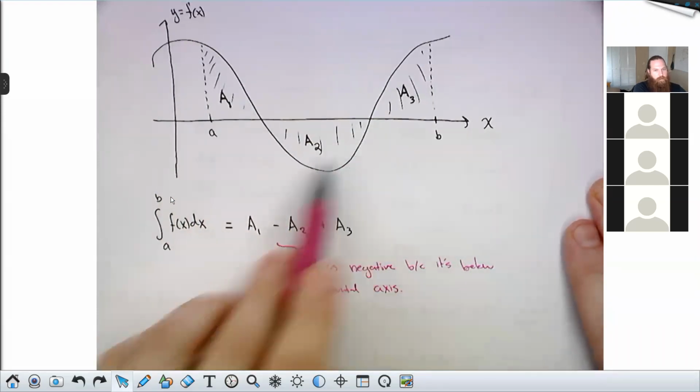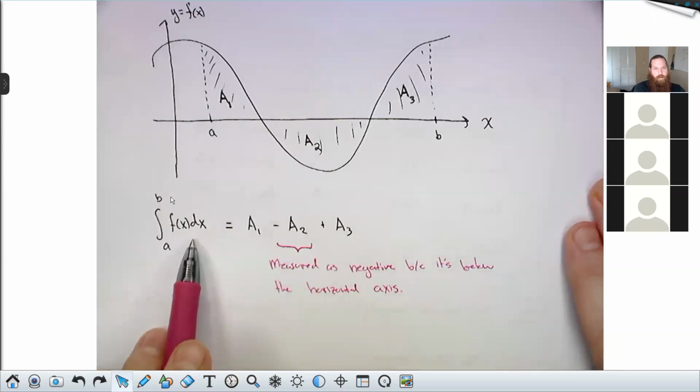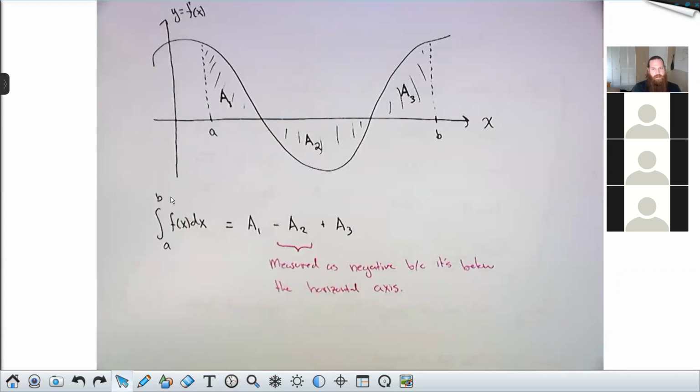And the point of the integral is to measure the signed area. So this is what we mean by signed area. Stuff above the horizontal axis is measured as positive. Stuff beneath the horizontal axis is measured as negative. It would be very possible to define the integral so that it measured all the area as positive. But it turns out that this is a more useful construct. This has more applications to physics. And if you just want to get the area that's bounded, you don't want the signed area, then you would calculate A1, A2, and A3 separately, and then just change the sign of A2 to make it positive.